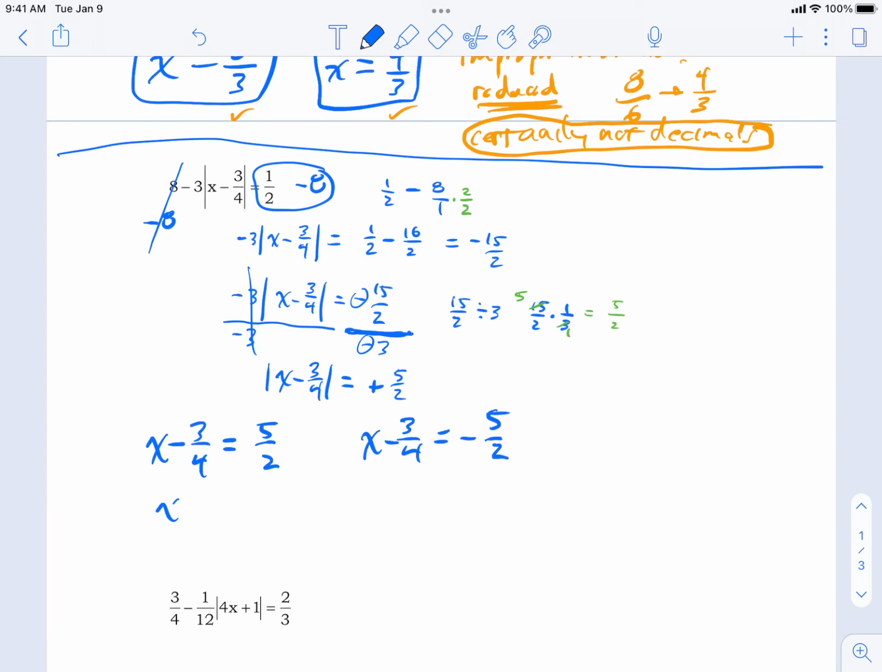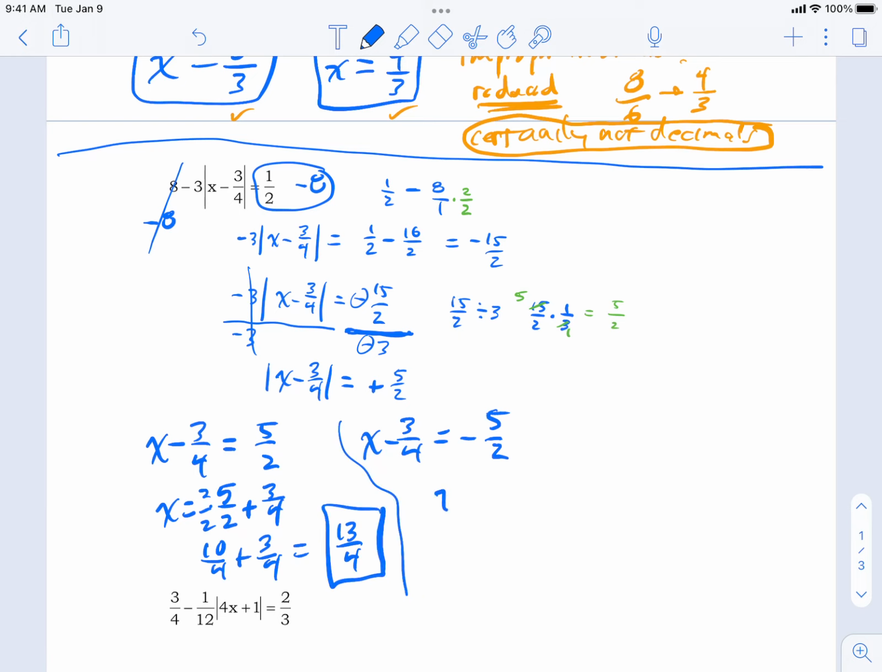So adding 3/4 to both sides, I got 5/2 plus 3/4. 5/2 would be the same as, you'd have to multiply top and bottom by 2 here. That'd be 10/4 plus 3/4. And so one of your answers is 13/4.